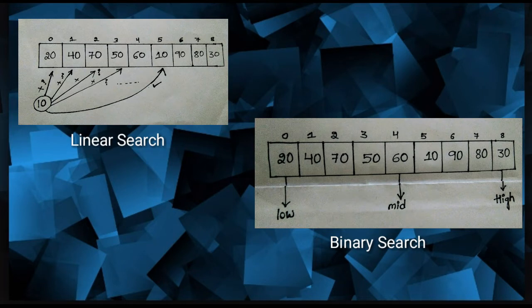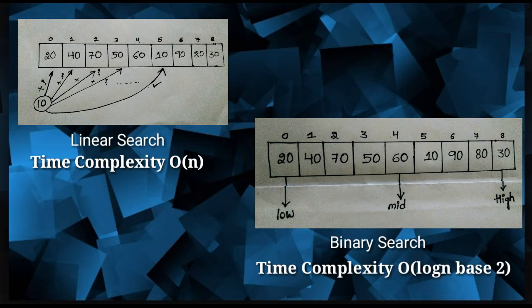Coming to linear search and binary search, they take lots of time to find the target element. The time complexity for linear search is order of n. We have to make n comparisons to find the target element. And for binary search, the time complexity is order of log n with base 2. For this, half of the n searches are required. It means for the linear and binary techniques, it takes lots of time to find the target element.